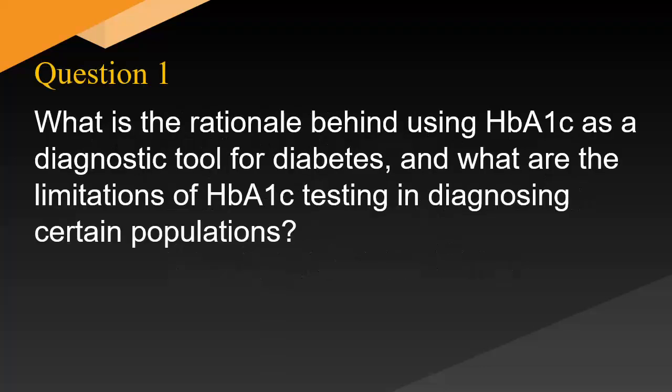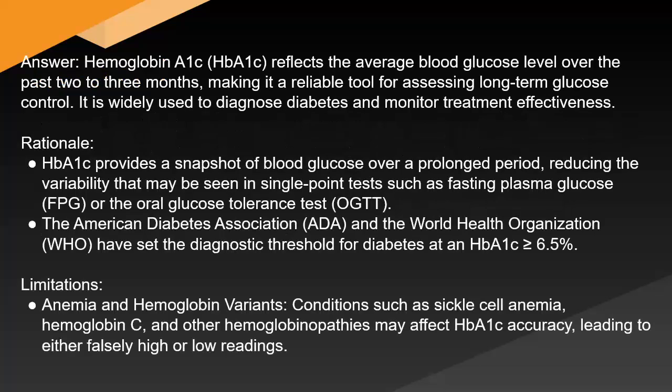What is the rationale behind using HbA1c as a diagnostic tool for diabetes, and what are the limitations of HbA1c testing in diagnosing certain populations? Answer: Hemoglobin A1c reflects the average blood glucose level over the past 2 to 3 months, making it a reliable tool for assessing long-term glucose control. It is widely used to diagnose diabetes and monitor treatment effectiveness.